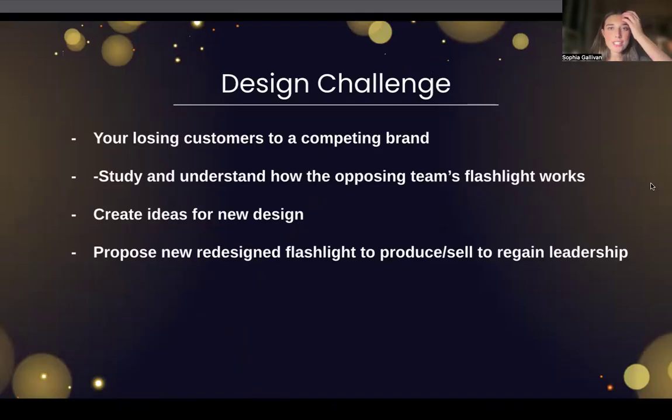Let's get started with our design challenge. Our company is losing market share to a competitor's flashlight, so our team was tasked with analyzing their design, identifying improvements, and creating a redesigned product. We developed a new flashlight that enhances performance, usability, and appeal, giving our company a strong opportunity to compete and regain market leadership.